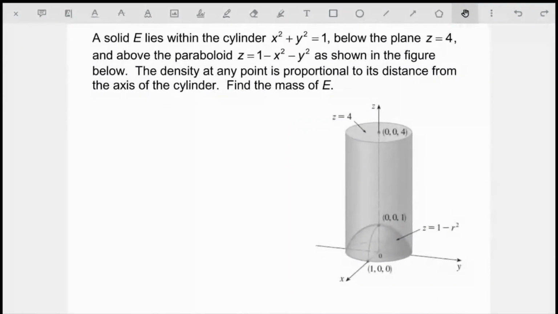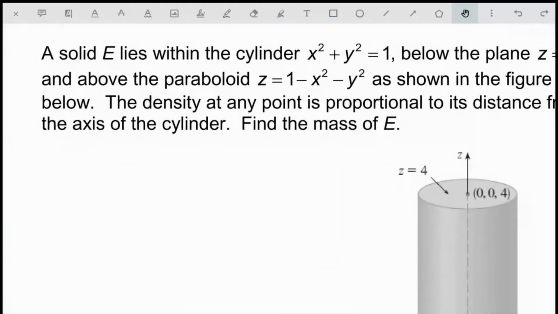It says solid E lies within the cylinder x squared plus y squared equals 1, below the plane z equals 4, and above the paraboloid z equals 1 minus x squared minus y squared, as shown. Okay, even if we didn't have a figure here, that's one that we should be able to visualize. Now this is getting back into the applications that we had looked at back in section 15.5 and a little in section 15.7. It says the density at any point is proportional to its distance from the axis of the cylinder. Find the mass of E. So we want to find the mass of this object.